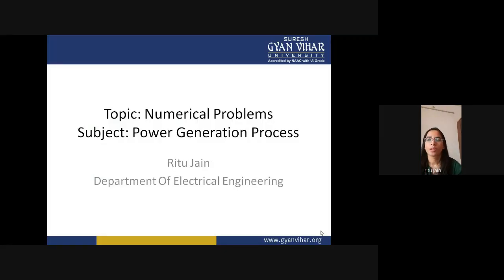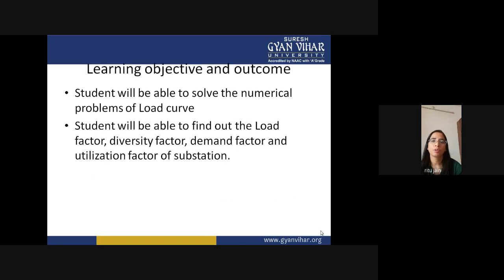Good morning, everyone. Today's topic is numerical problems based on load curve, load factor, diversity factor, utilization factor, and demand factor. This is a topic of the subject Power Generation Process. In previous lectures, we have already studied load curve, load duration curve, mass curve, utilization factor, diversity factor, and demand factor. In this lecture, we will discuss some numerical problems based on these topics.